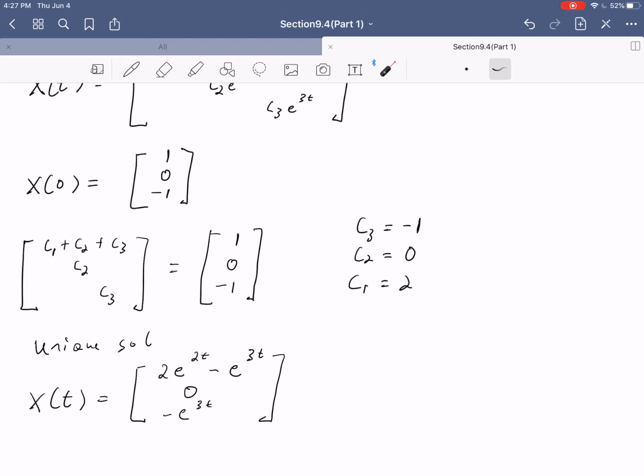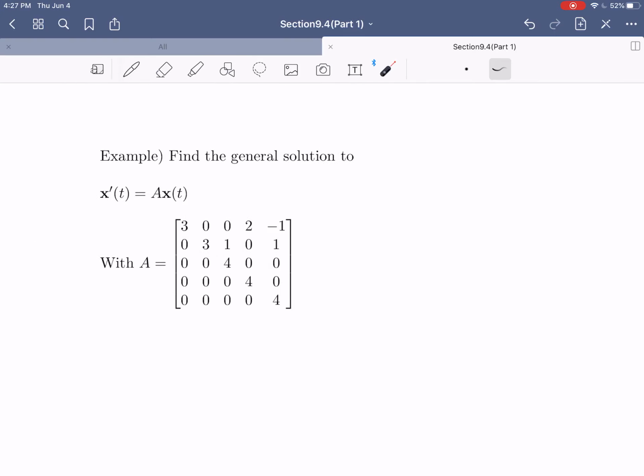Okay, let's take a look at just one more example, making sure we're comfortable using this approach for non-defective constant coefficient systems. This one is going to be a little bit larger. We're going to try to find the general solution to x prime of t equals A x of t, with A being this giant 5 by 5 constant coefficient matrix.